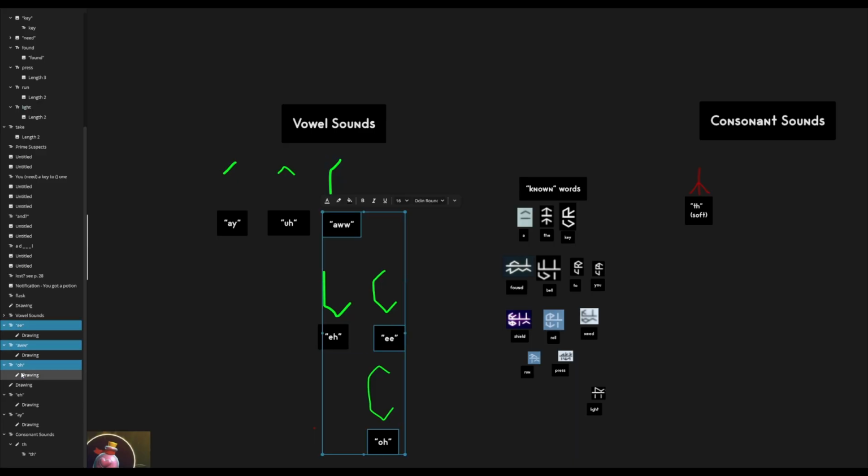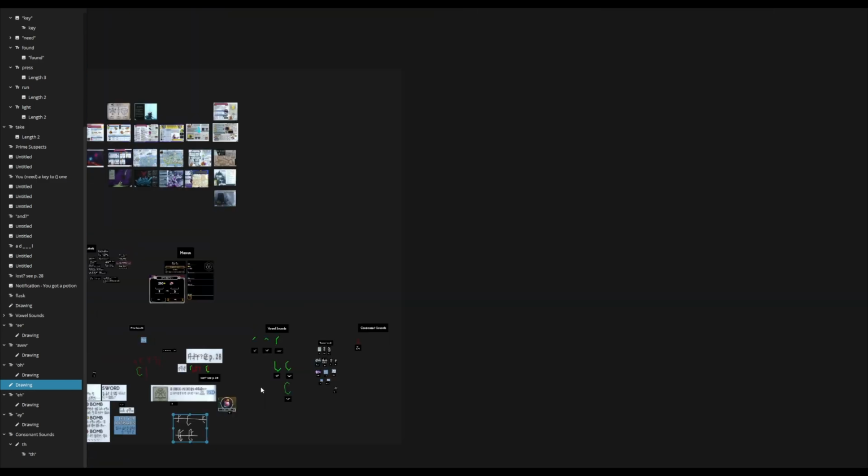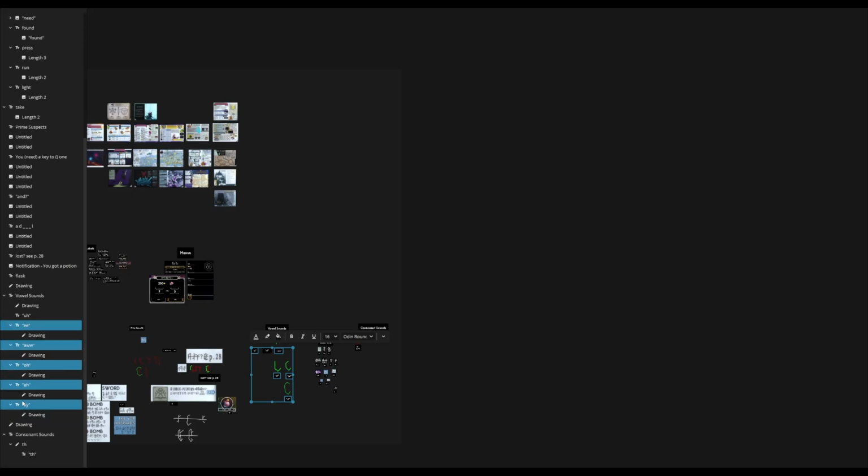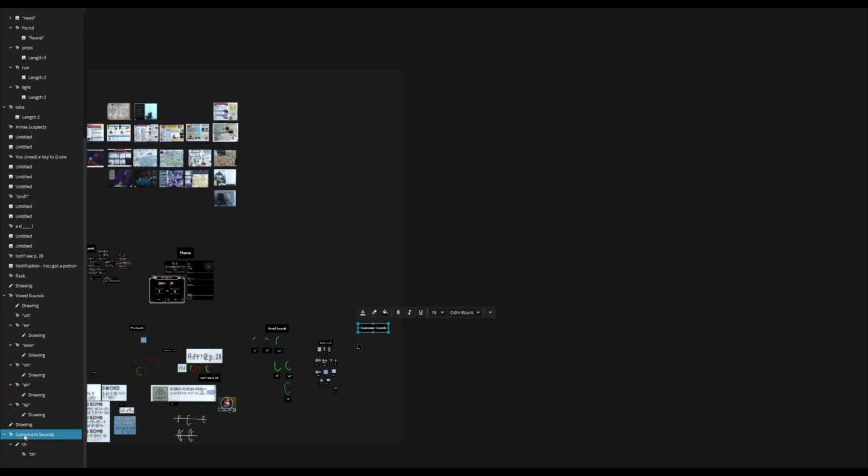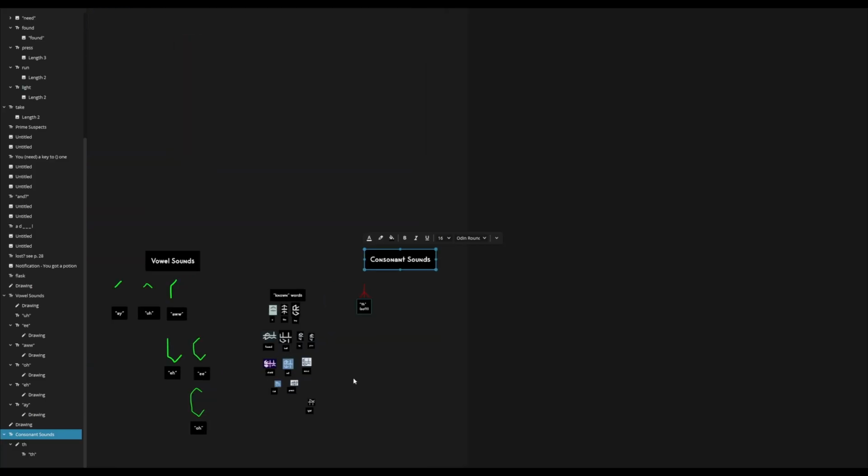Oh no, I have a freestanding drawing here. What is that? That just exists. This can just go somewhere. There. Okay. Now E, O, A go under vowel sounds. This is random drawing, consonant sounds. All right, we're organized-ish.